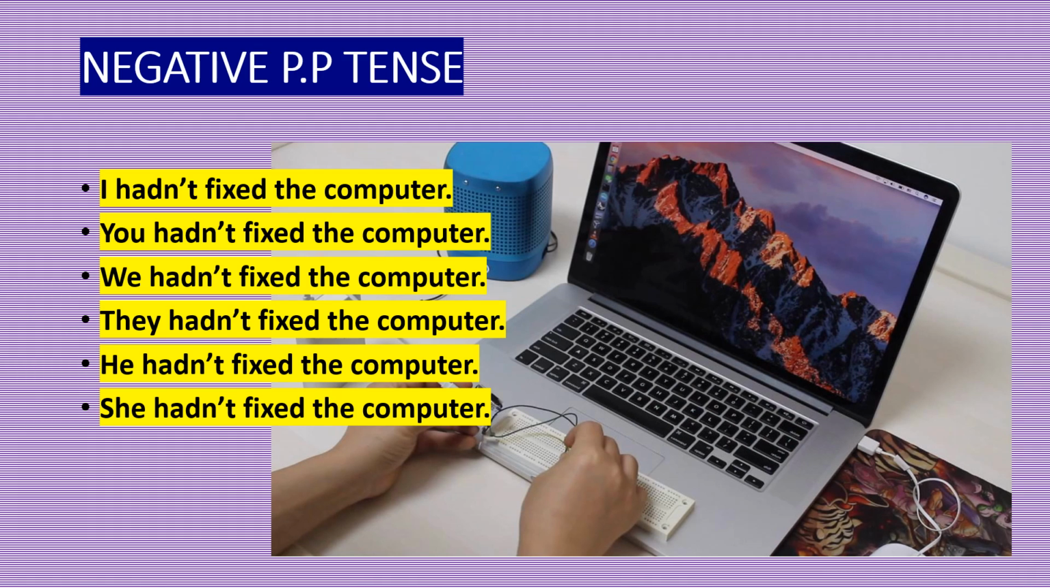Negative, I hadn't fixed the computer, you hadn't fixed the computer, we hadn't fixed the computer, they hadn't fixed the computer, he hadn't fixed the computer, she hadn't fixed the computer. Again, I'm using the contractions here. Instead of had not, I'm saying hadn't.